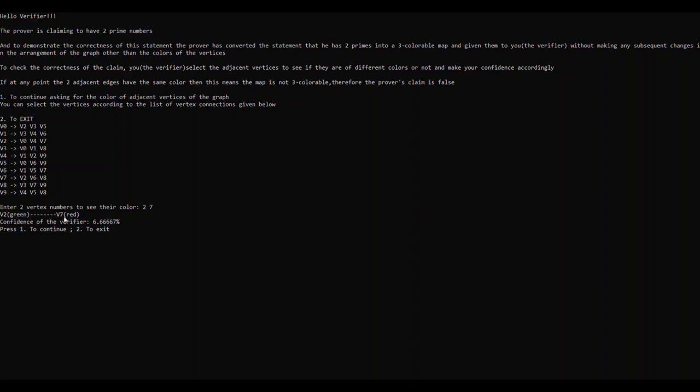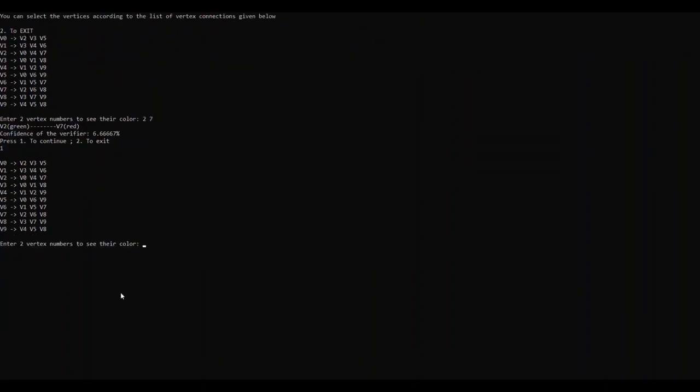And since these two vertices are of different color, it increases the confidence of the verifier that the graph is a three colorable graph. Because if the graph is not three colorable, then in some step or some iteration, two adjacent vertices might come with the same color. Again, these two vertices are of different color, thus increasing the confidence of the verifier further.